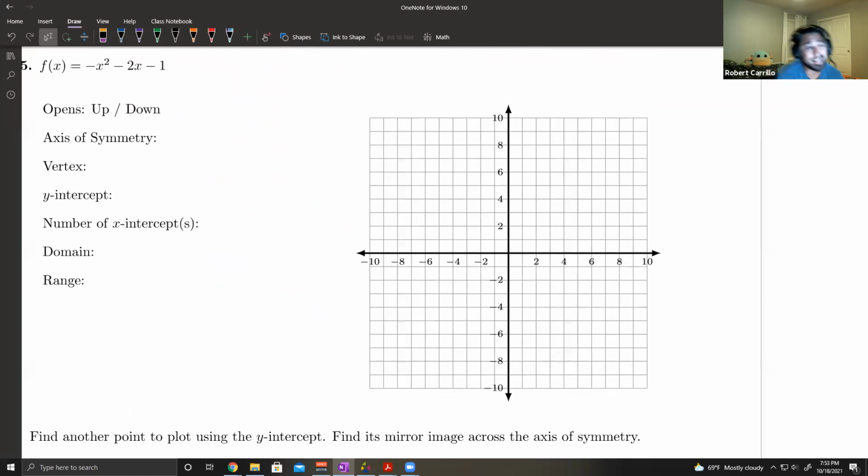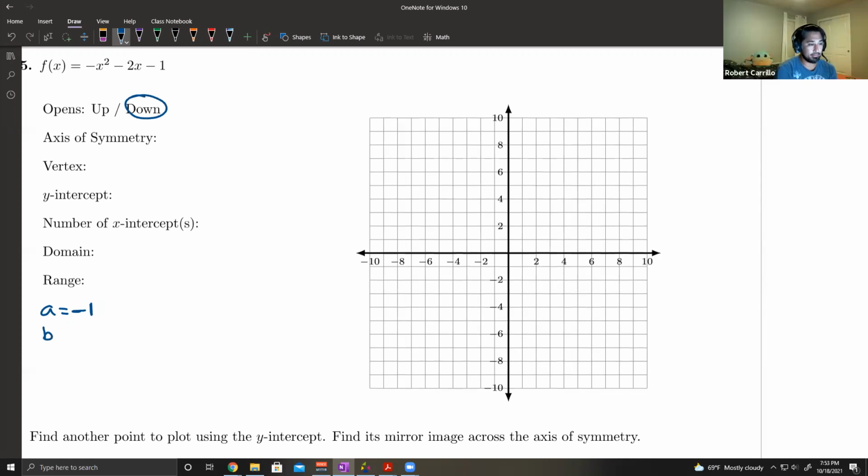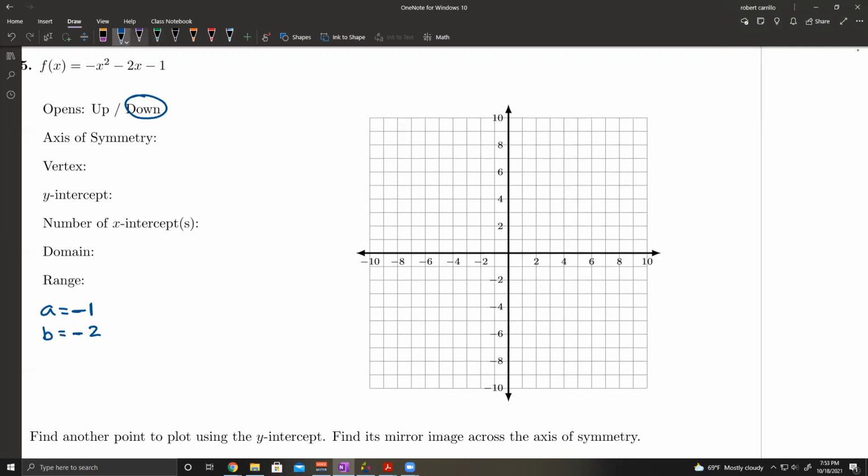f of x equals negative x squared minus 2x minus 1. What is the value of a here? Negative 1, which means we will open down. What's the value of b? Don't forget, negative 2. I hate them things.